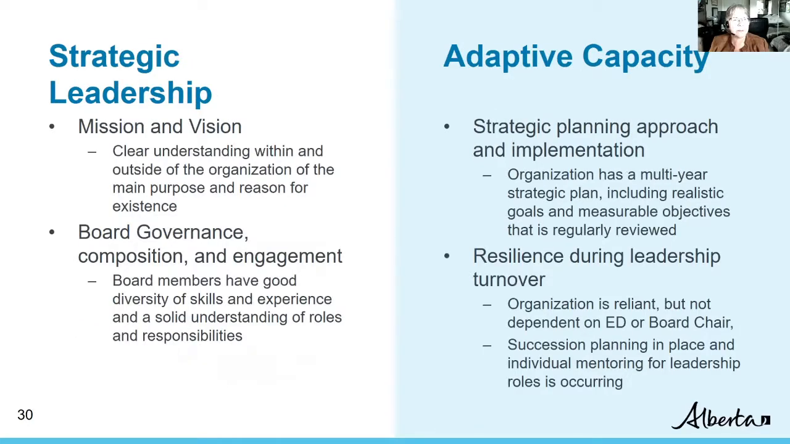Other capacity improvements could include board training and understanding of roles and responsibilities with the strategic leadership capacity element. With an adaptive capacity, many organizations have likely experienced great stress due to COVID and may have had to test their resilience as board and staff priorities have changed and evolved over the past year.